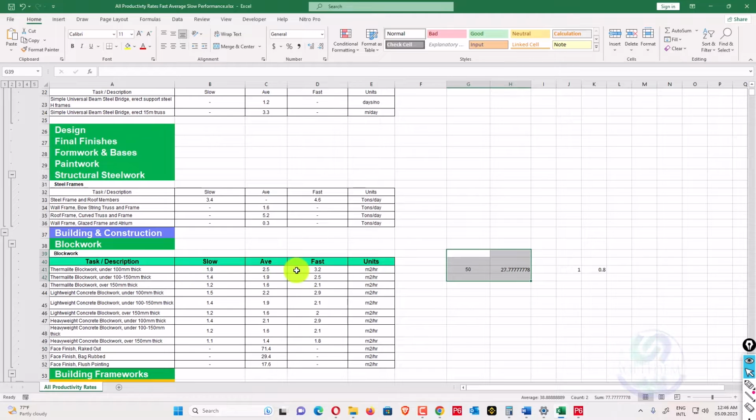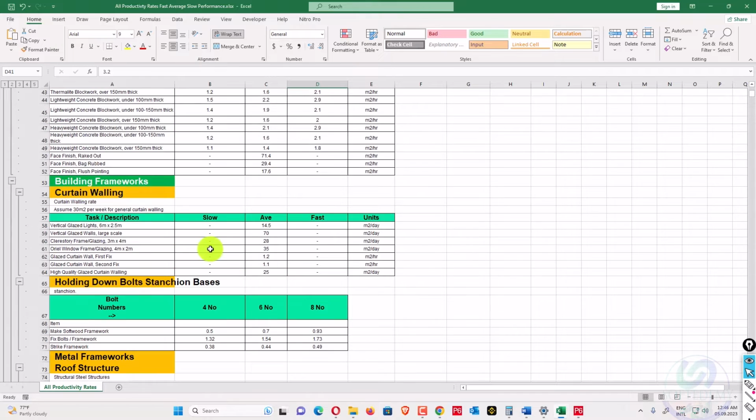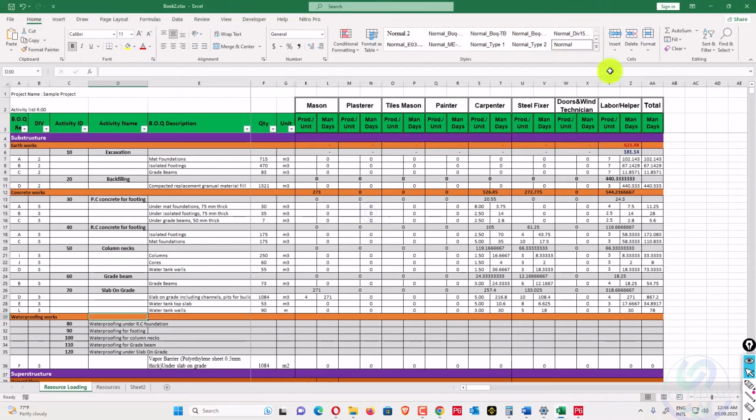So what is slower, average and faster? If they do the work faster, how much their productivity can be increased. So average and faster, it's like that one. All the work has been distributed. There is hand work and machinery work. So all productivity rates, fast, average, slow, have been given here. I will not save this file.